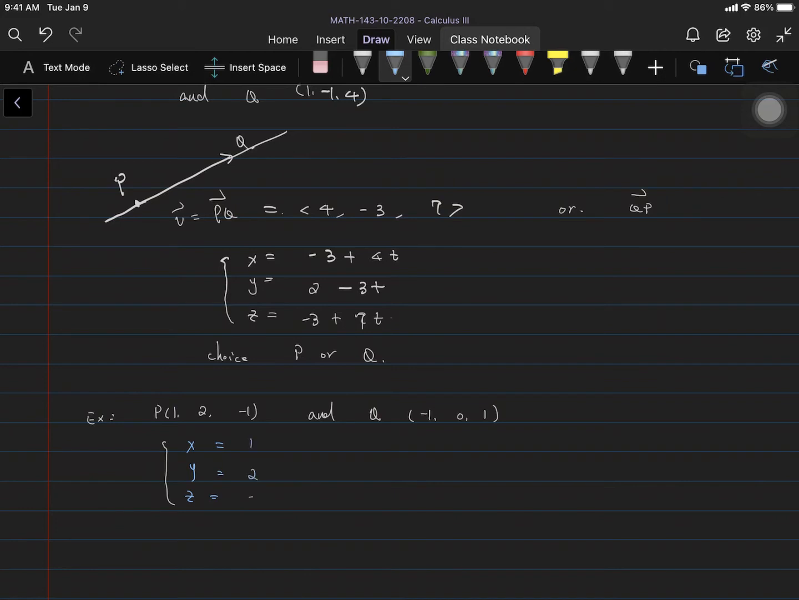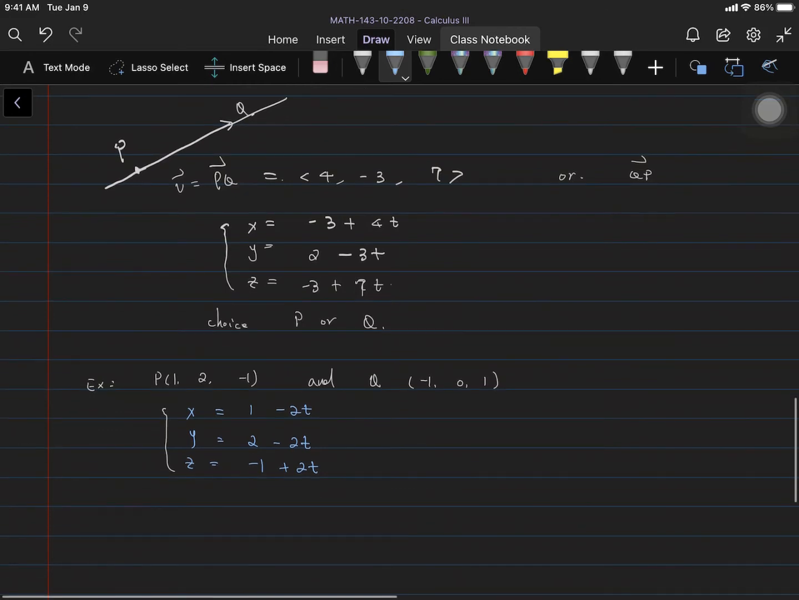So if here I choose the point P, and next I find the direction. So minus 2t, and plus 2t. So here my direction is PQ vector. I use the Q point minus P point.